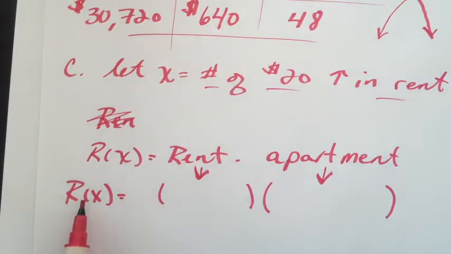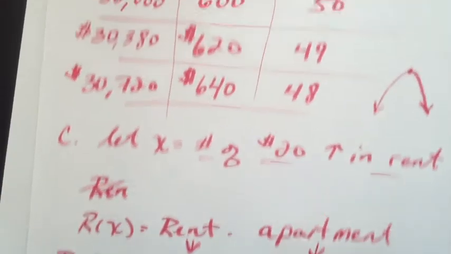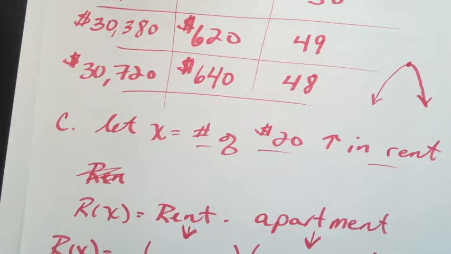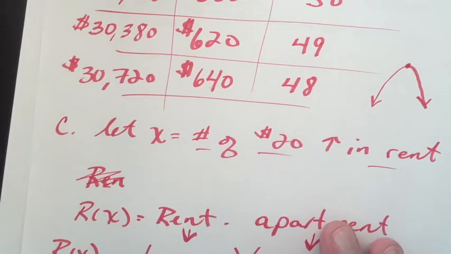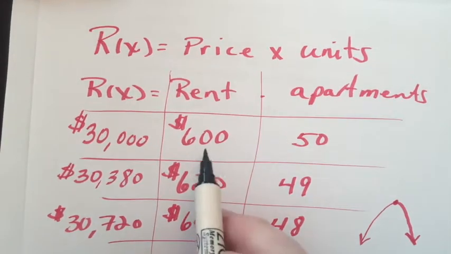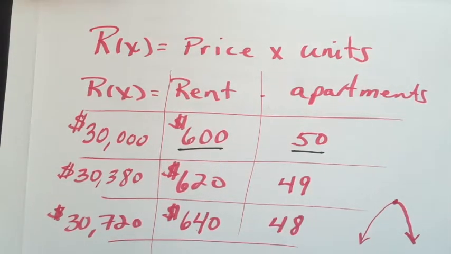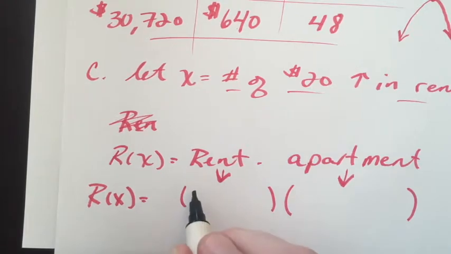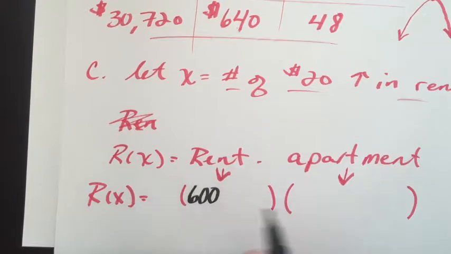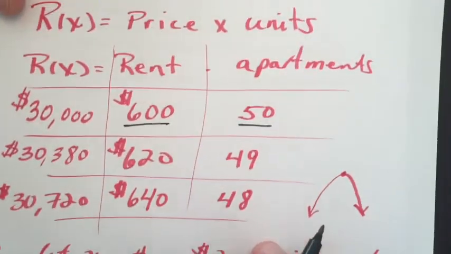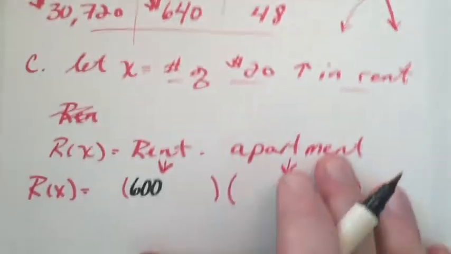What we're going to do when we have revenue and we find our vertex, that's going to be the maximum revenue, but we want to find this particular expression that's going to maximize our revenue. In each of these cases, for rent and apartments, we always want to start with our base unit. So our base rent was 600 and our base number of apartments was 50. So base rent, we'll start with 600. What is our base number of apartments? Well, we just said the base number of apartments was 50.